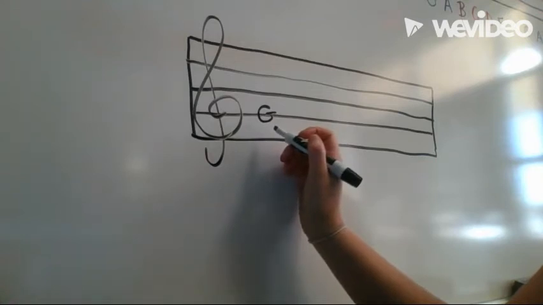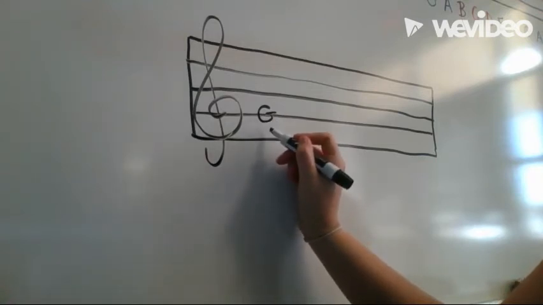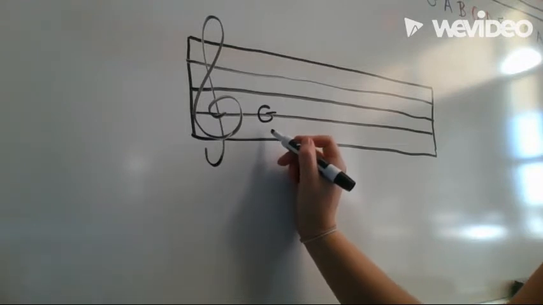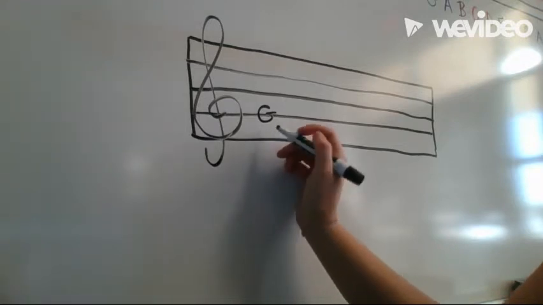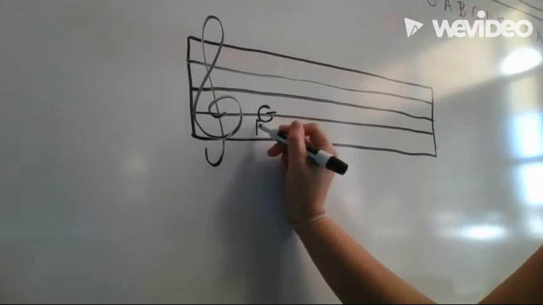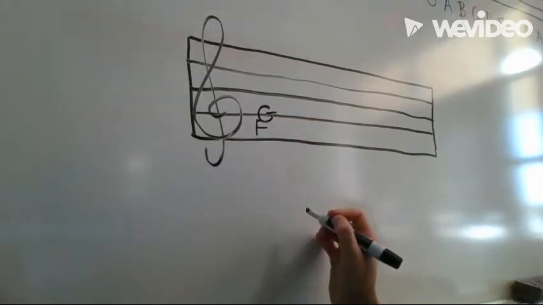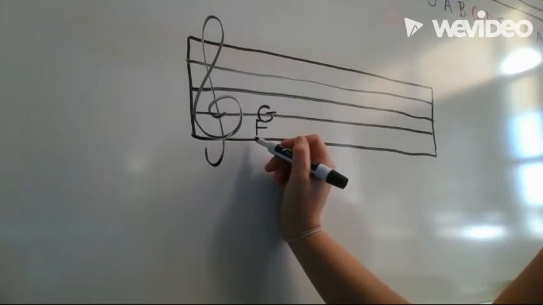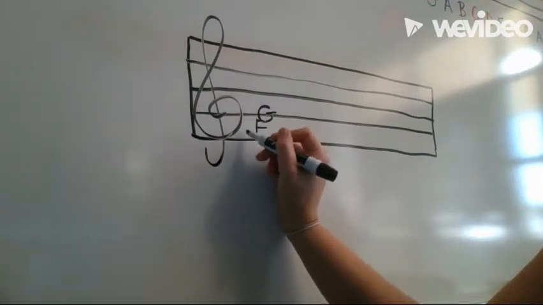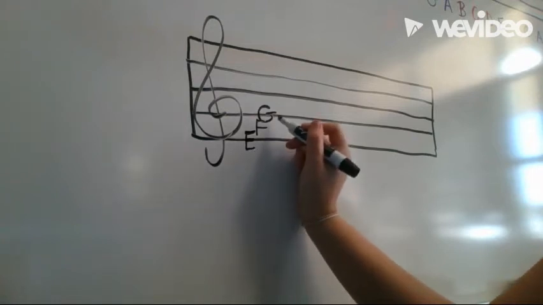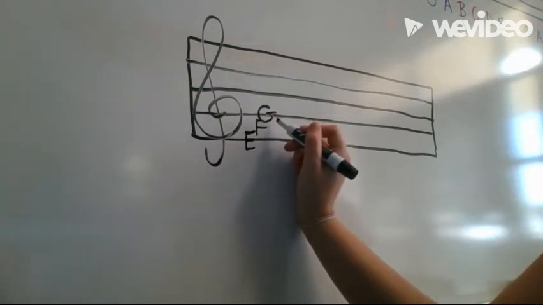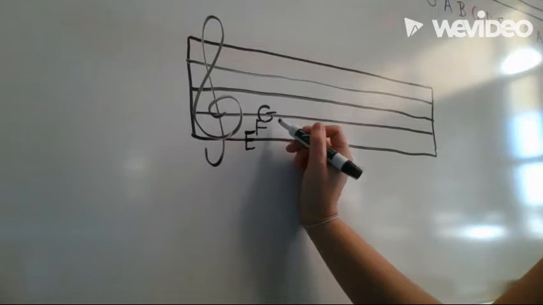Let's go down first. From G, we move down to this space below. It would be the letter that happens before G in the alphabet, F. Then we have the line below F. That would be E. Notice our alphabet pattern is already emerging. Let's continue and see where we land.